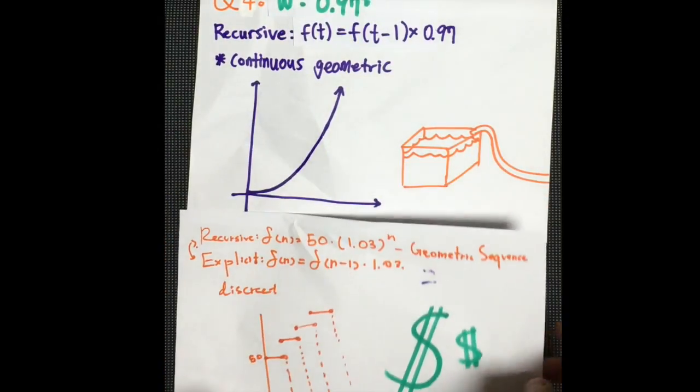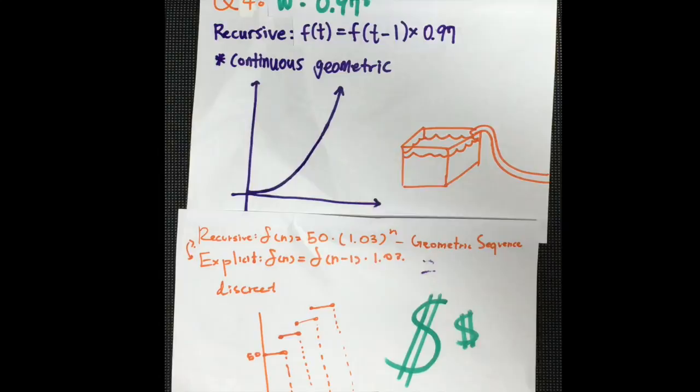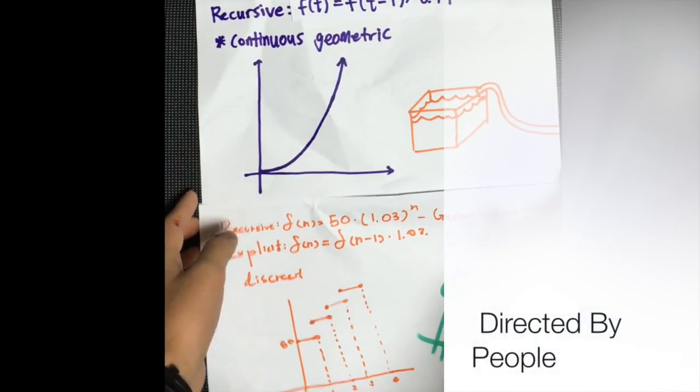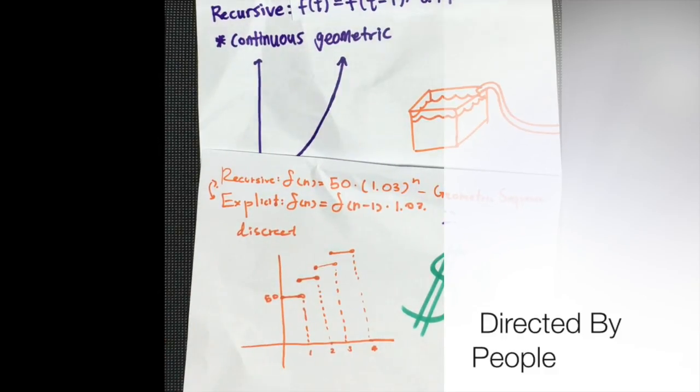They're both geometric sequences where the values change exponentially for every x value it changes.